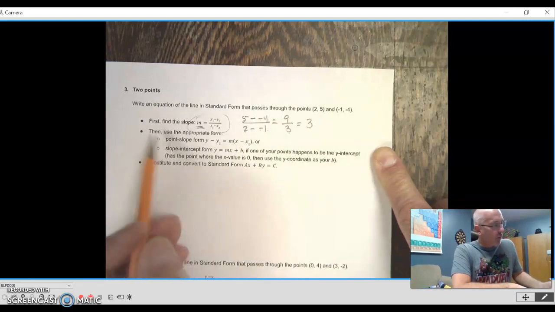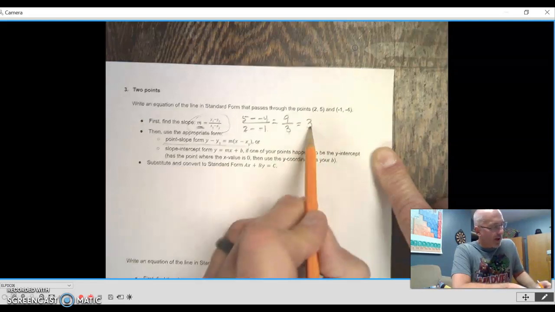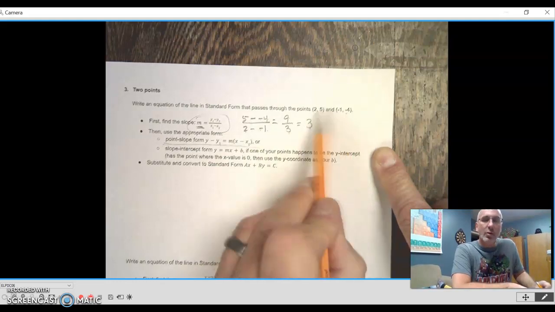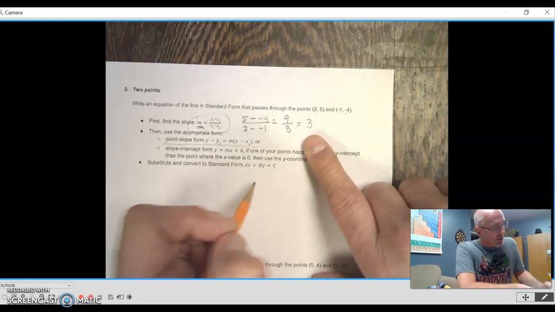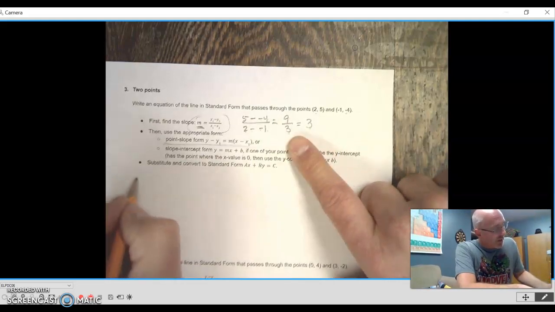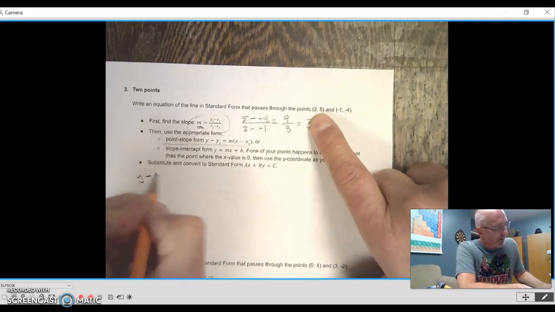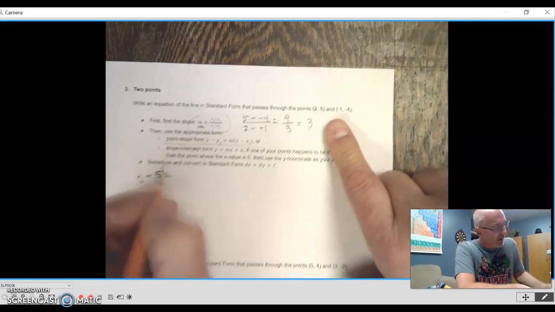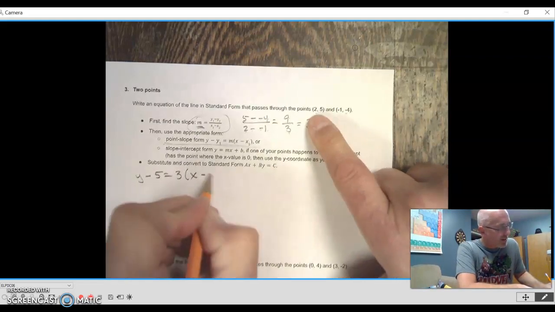So now we can use point-slope form. We have a 3, our slope, and we have points. We can choose either one of these points. We're going to get the same answer. Okay? So we are going to substitute in y minus, let's use the point (2, 5), we use the 5, y minus 5 equals 3 times x minus 2.